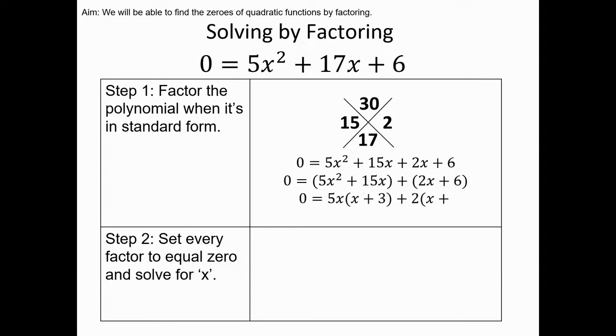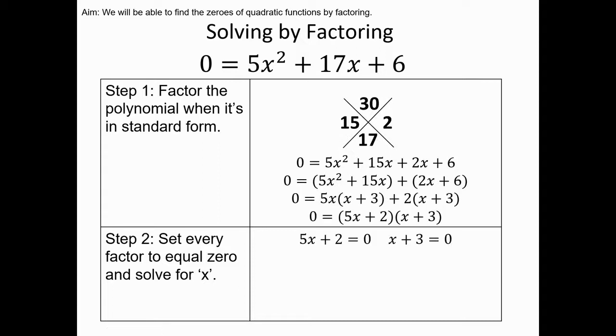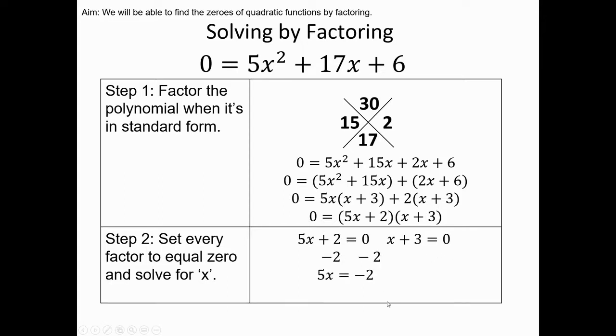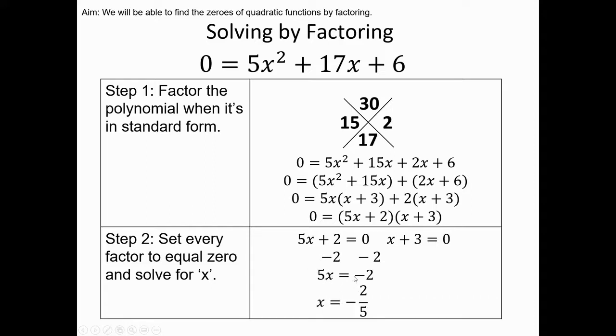So anyways, back to this. We're going to make it so they're both equal to 0, and then you're just going to solve them as if you're solving for x. So on the left side, I'm going to subtract 2 to get negative 2. And then 5x, the opposite of times 5, is divided by 5. So I get x equals negative 2 over 5.